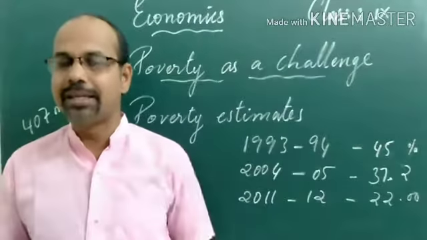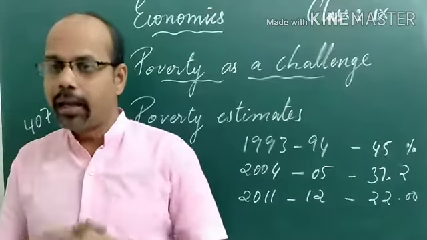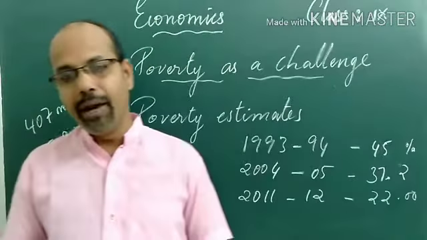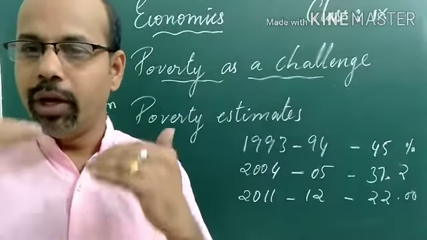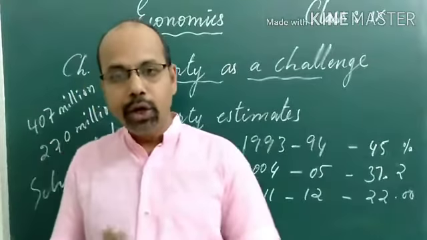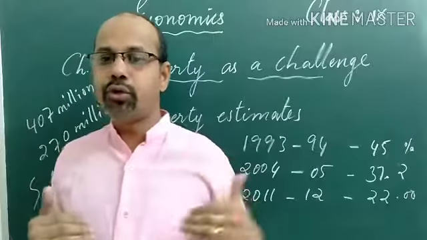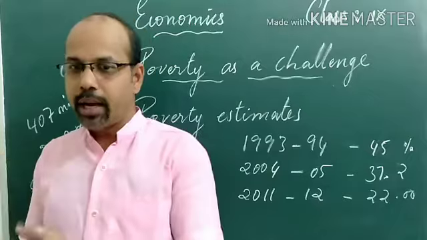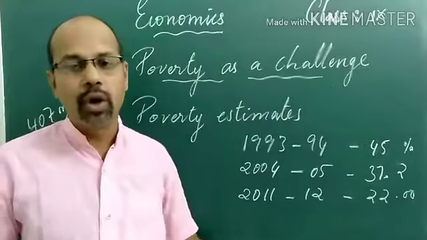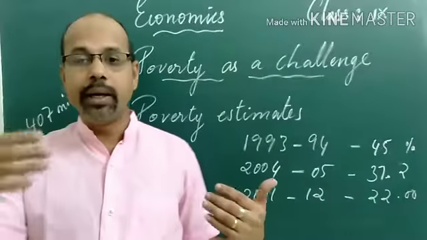So the poverty level is decreasing. We know the number of people under the poverty line has come down to 22% in 2011-12. If this declining trend continues in the coming years, there will be a further decline. Here it has come down up to 2011-12, and then again there will be a further decline in poverty in the coming years.